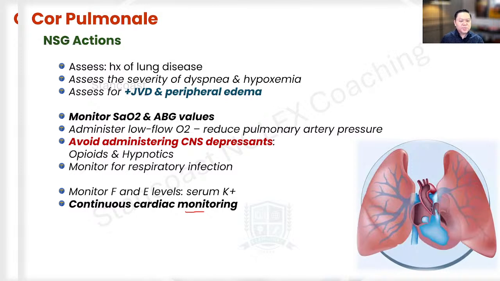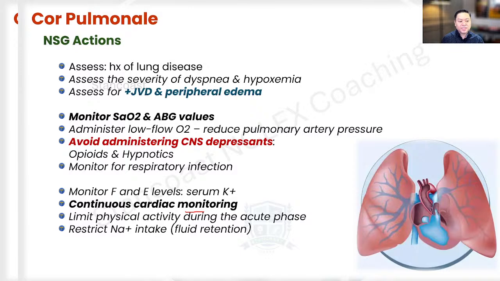PowerPoint. So continuous cardiac monitoring, again, is going to help us in capturing those life-threatening dysrhythmias that we can at least treat before the patient will go into a cardiac arrest. Now, we're also going to have to limit the patient's physical activity during the acute phase, because the patient needs to have a reduction in the workload of the heart, especially the right ventricle. And we want to make sure that we're only going to allow much more of the activity once the patient is stable.